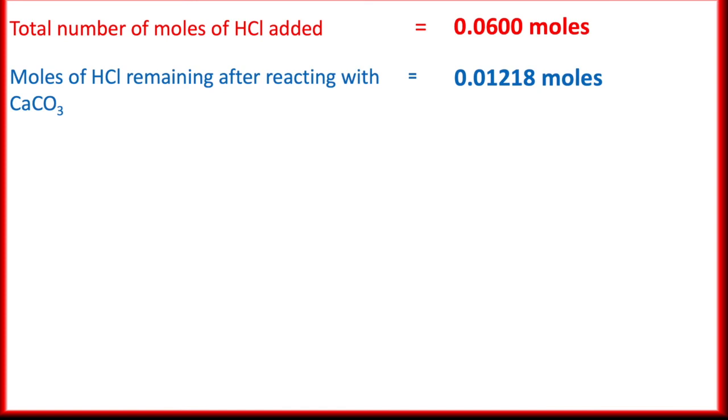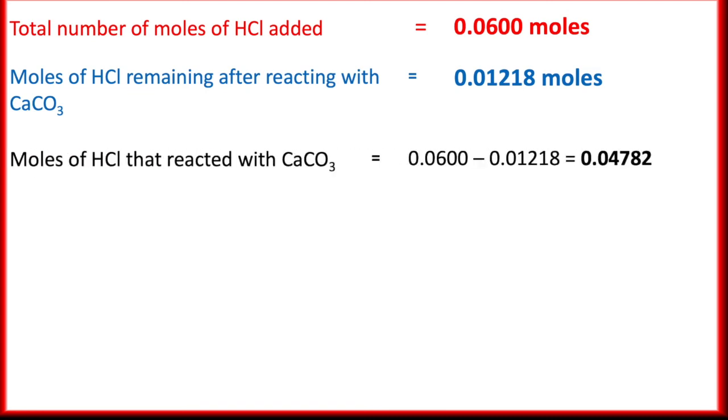So we know from the previous slides the total number of moles of HCl that we added at the beginning of the experiment, and we know the moles of HCl that remained after we reacted with the calcium carbonate, and that information was from the titration. So we can find the moles of HCl that reacted by just taking 0.01218 away from 0.0600 moles. That leaves us with 0.04782 moles of hydrochloric acid that react with the calcium carbonate.